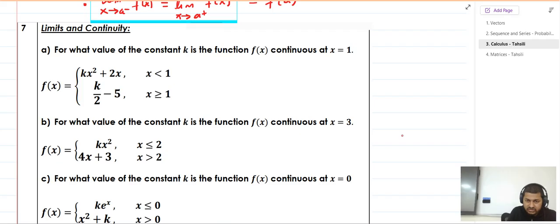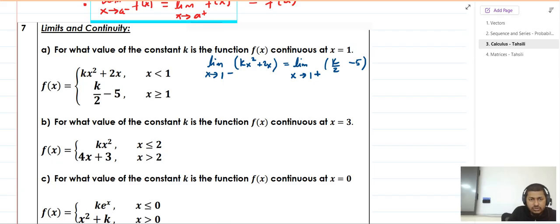For what value of the constant k is the function f of x continuous at x is equal to 1? So we're going to substitute 1 from the left and right. I'm just going to do it quickly, writing it mathematically. We say the limit as x approaches 1 from the left, which will be kx squared plus 2x, is equal to the limit as x approaches 1 from the right of k over 2 minus 5, because 1 from the right will be this function here.